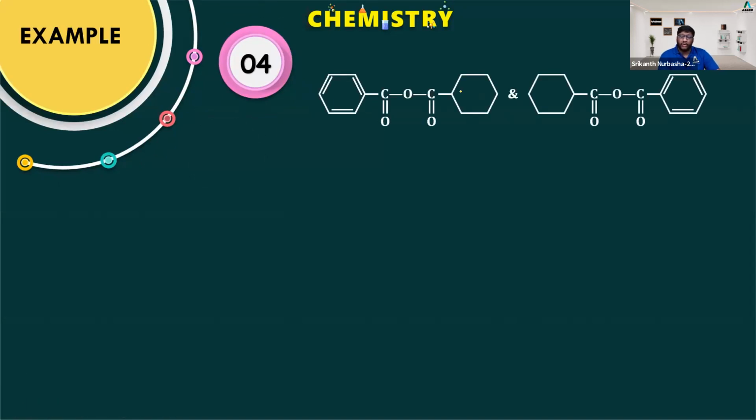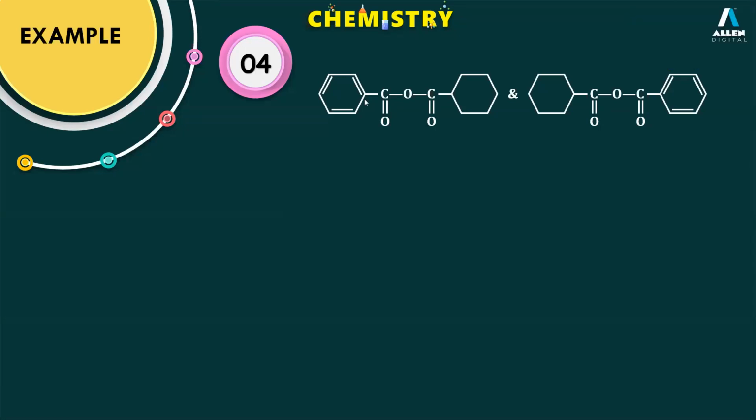Ph C double bond O, C double bond O, and you have C6H12. C6H12 C double bond O, C double bond O, C6H6. What are these? The phenyl group and cyclohexyl group, have they been changed or not? What are these called? Functional group, metamers, chain or position? Position isomers, Kanishka says. What about others?